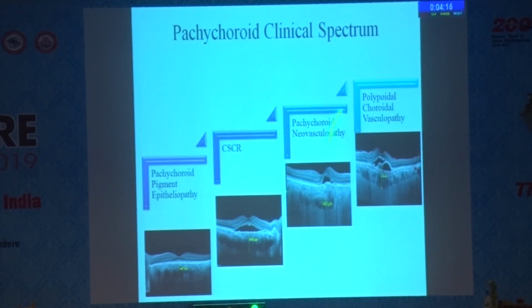As Dr. Anand said, now the definitions are changing. Now we don't call them type 1, type 2 anymore. Whatever vascularization you have at the macula is basically an MNV, macular neovascularization.